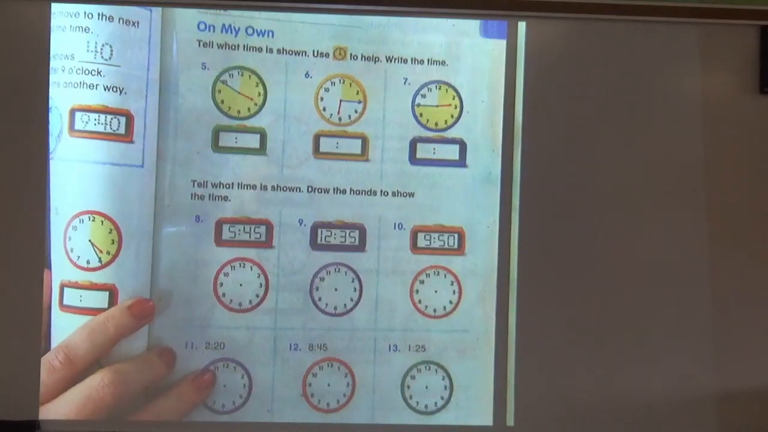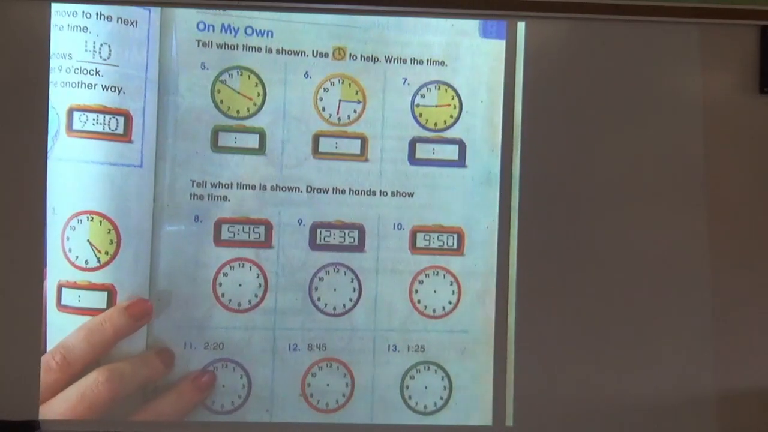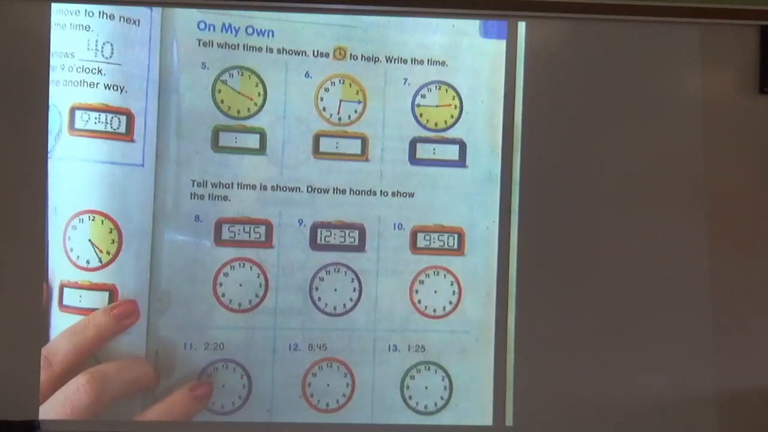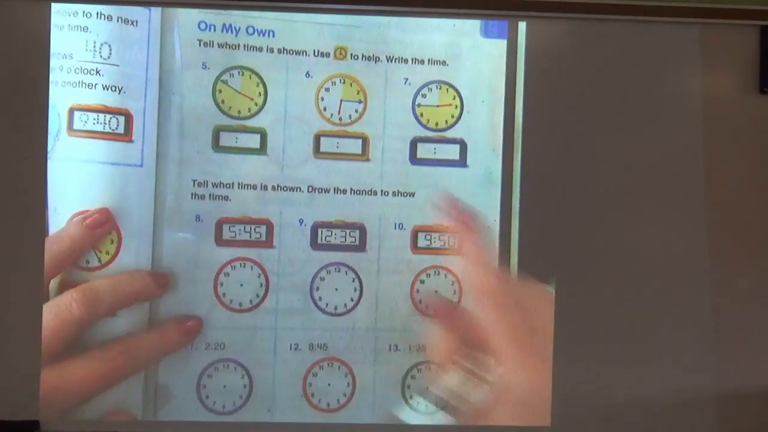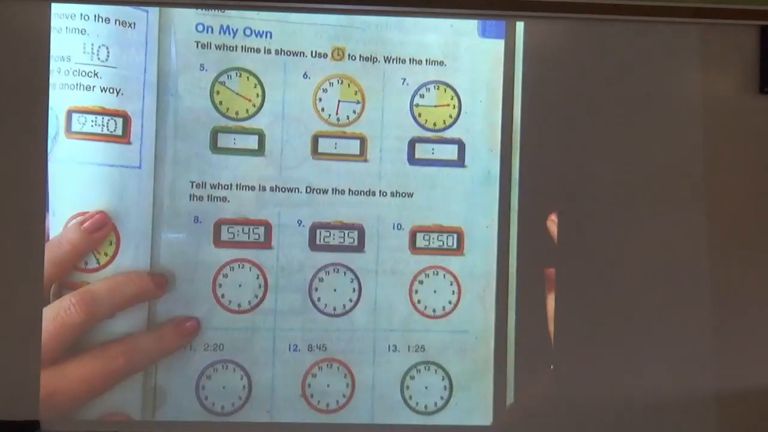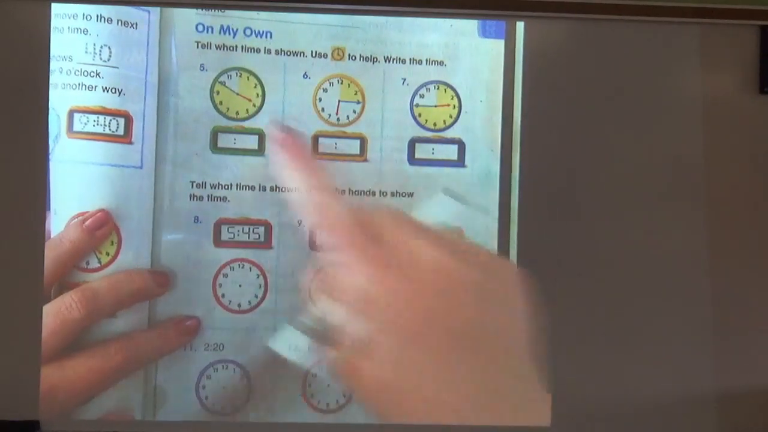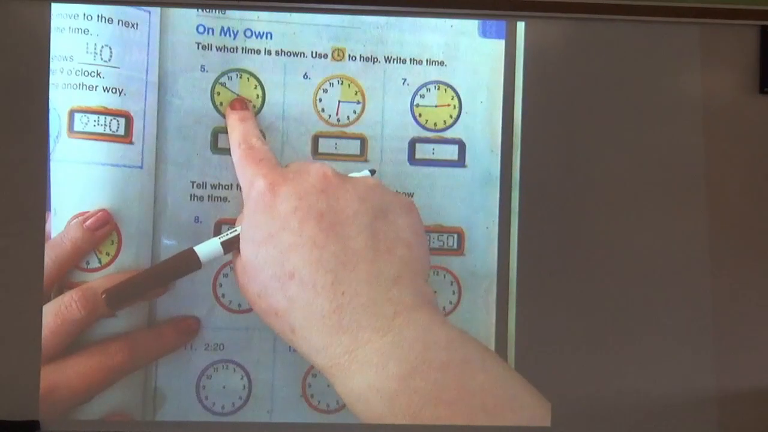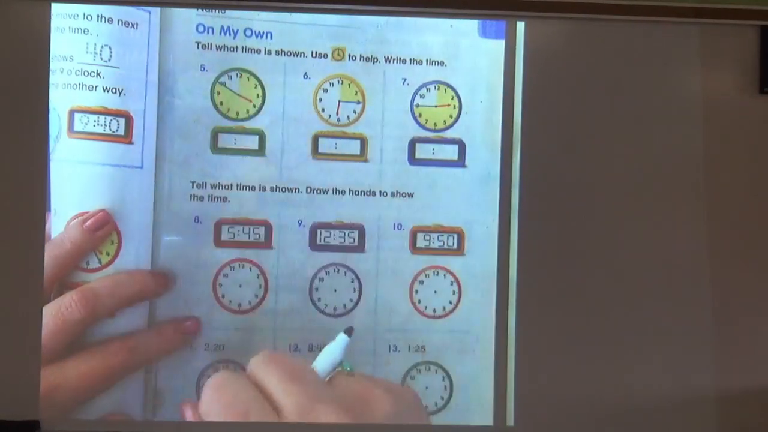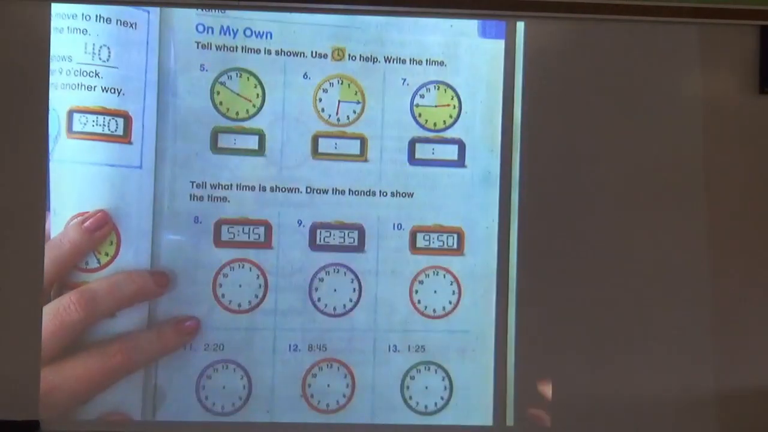All right, boys and girls, so now we're on page 621, and we're just going to do a couple on this page because I want you to be able to practice those other ones on your own at home. So let's look at our first green clock here. What time is the analog clock showing? I want you to read the analog clock and then write it on the digital clock.